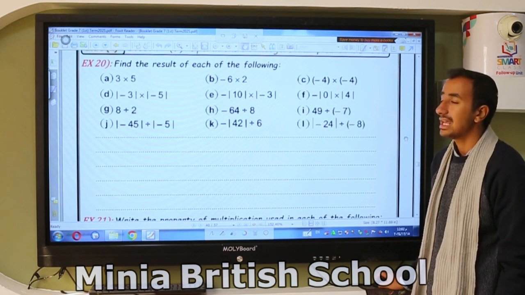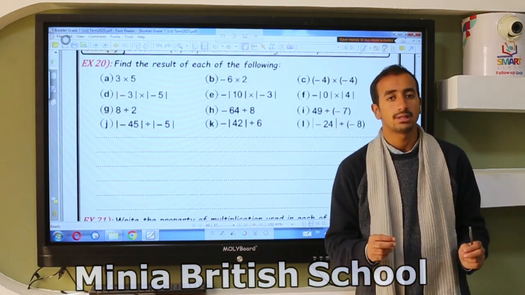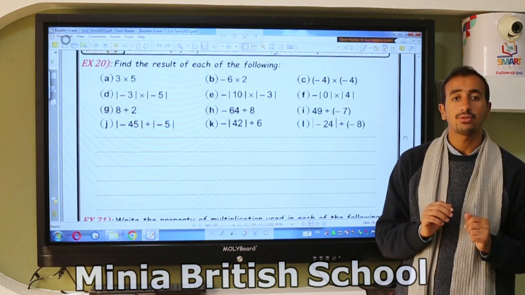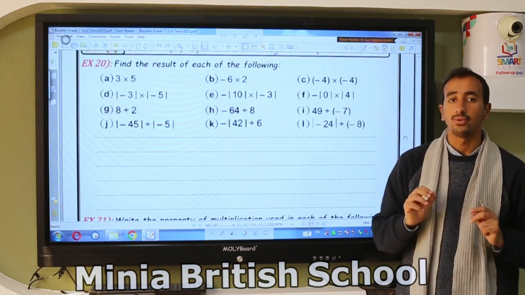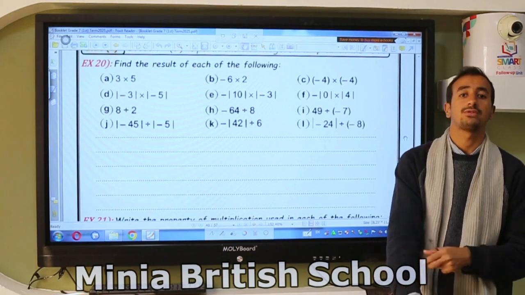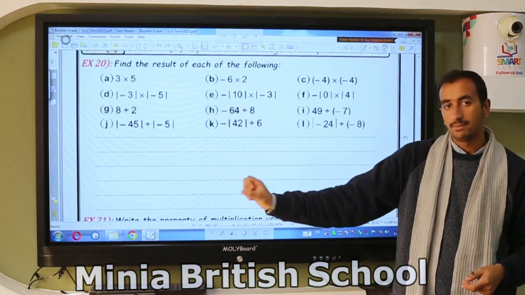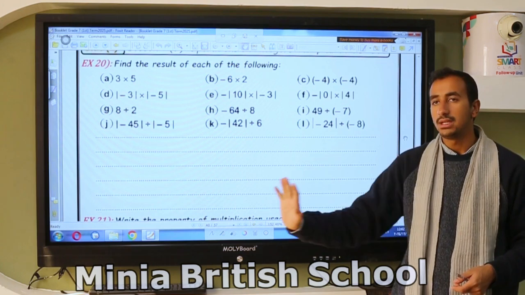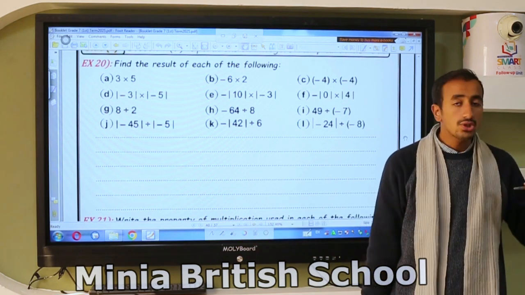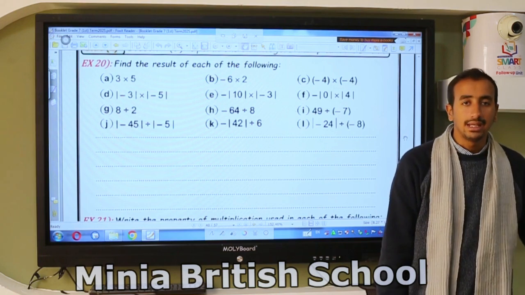In multiplication and division, we have an important rule. If we have two numbers with the same sign, the product of them will be positive. If we have two numbers with different signs, the product of them will be negative. Positive times positive will be positive. Negative times negative will be positive also. Positive times negative will be negative. Negative times positive will be negative.